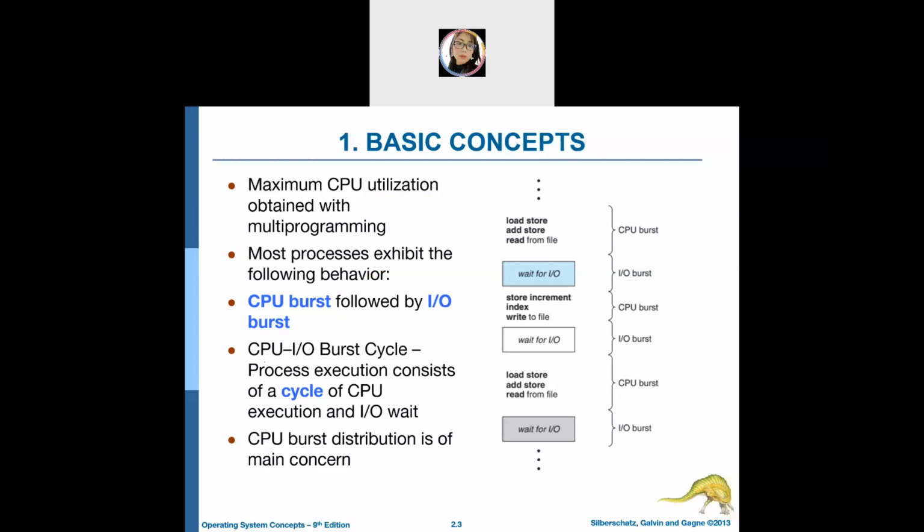For CPU and also input-output, it is a cycle. From here it goes back, and from here it goes back again. It is like a looping and also a cycle. So this cycle is the process execution, which consists of a cycle of CPU execution and input output wait. CPU burst execution is of the main concern.